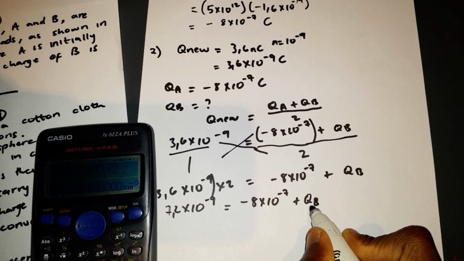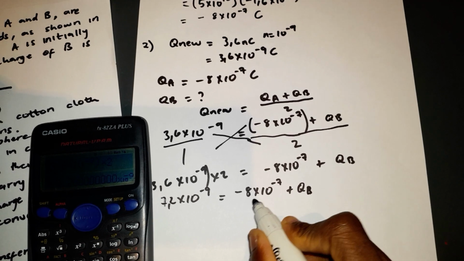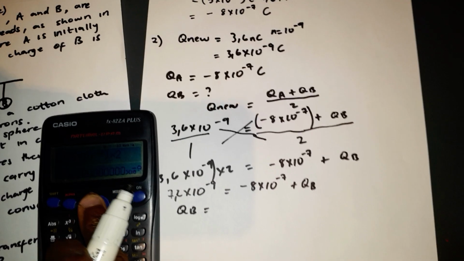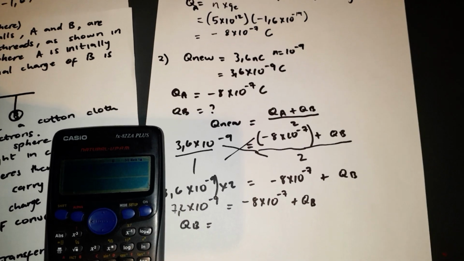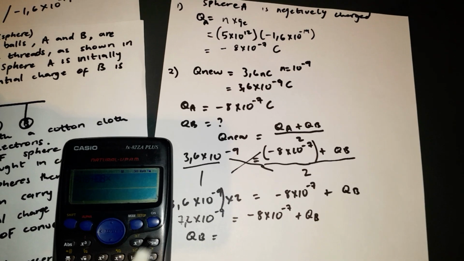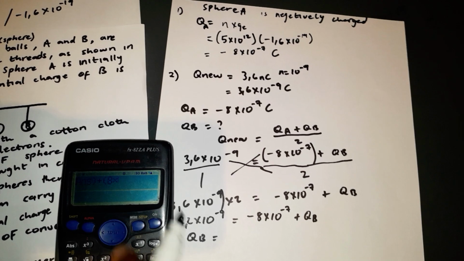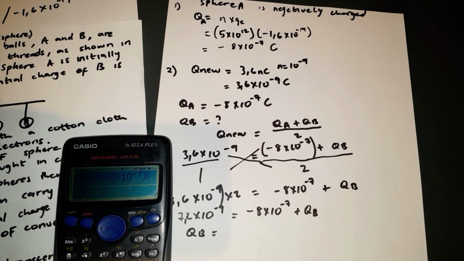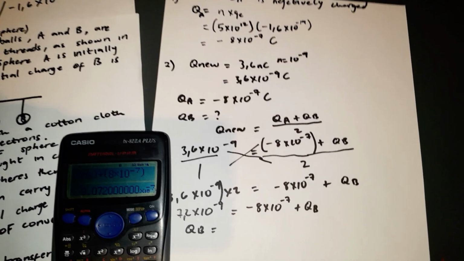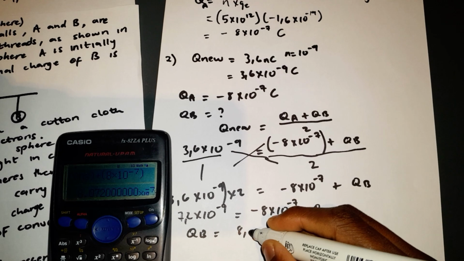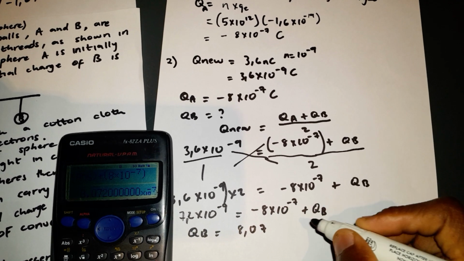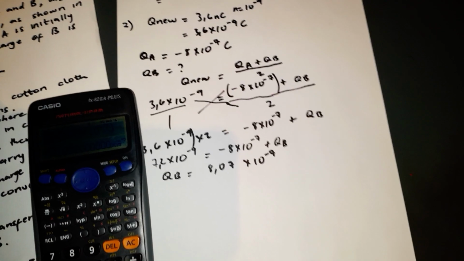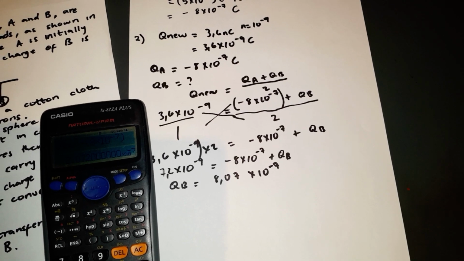So we solve for QB. It's like solving for X. We take this to the other side. It will become a positive, and we have QB equals this plus this, times, put in bracket, 10 to the negative 7, and our final answer will be 8.07 rounded off to 2 decimals times 10 to the negative 7. So this is the new charge on sphere B.